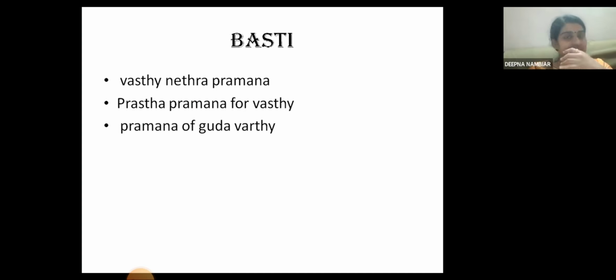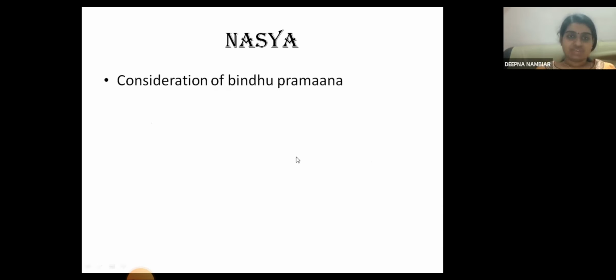And if we see the gudavarti, if the vasti dravya doesn't come out properly, we have to put the gudavarti. Here the gudavarti is also set as the anguli pramana of the patient. What is the anguli pramana of the patient? That is the pramana of the gudavarti that should be used for the nirgamana of the vasti dravya. And all these give an idea that in every aspect pramana is important in the case of vasti.